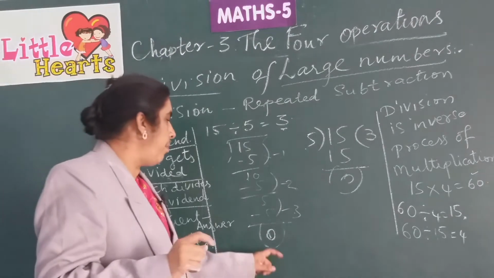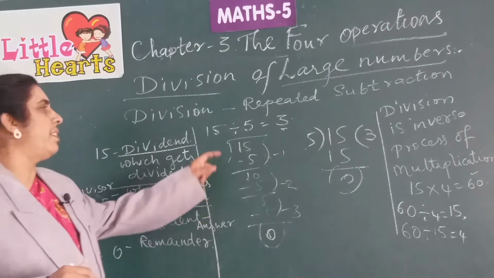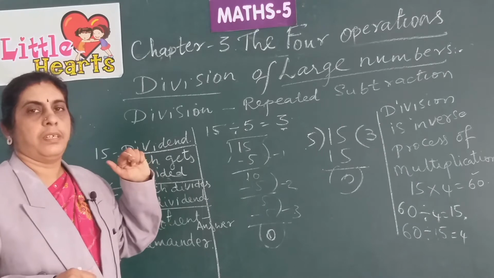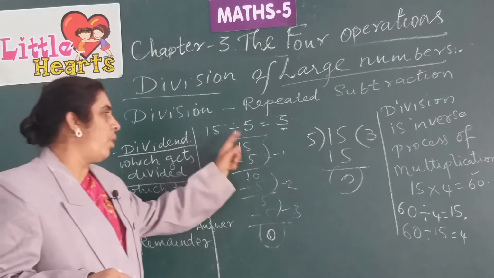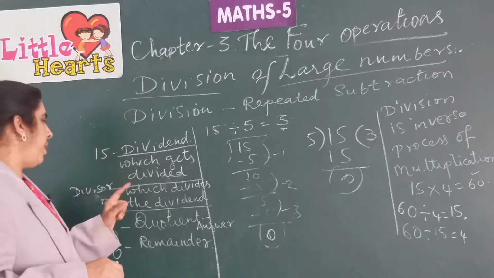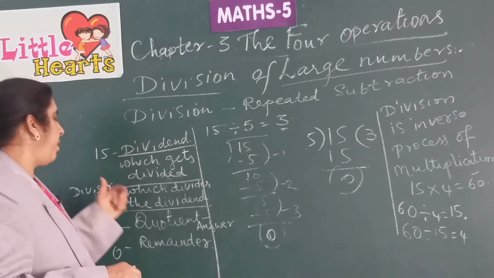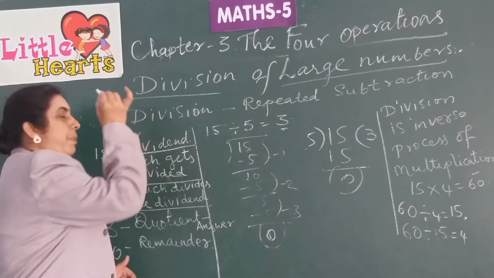Keep in mind that the remainder should always be less than the divisor. Among the divisor, quotient, and remainder, the dividend is the biggest number.